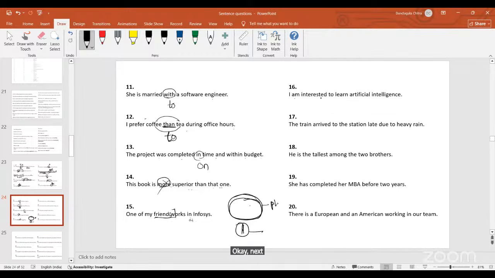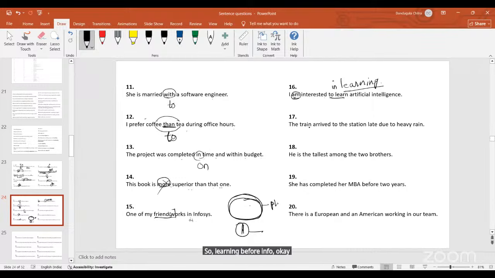Okay, next. I am interested to learn artificial intelligence. I am interested in learning artificial intelligence. Yes, in learning. In learning is correct. Why? Yes, interested in, sir. Interested in is fine. Here you can see am. Am is are plus V4. So learning, V4 form, ing form.